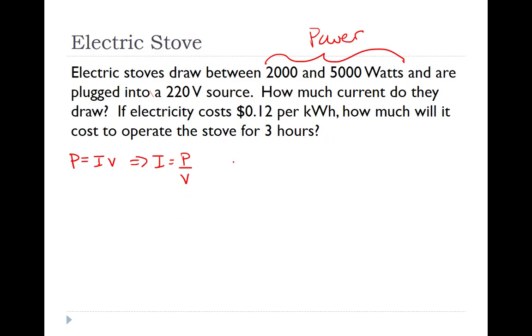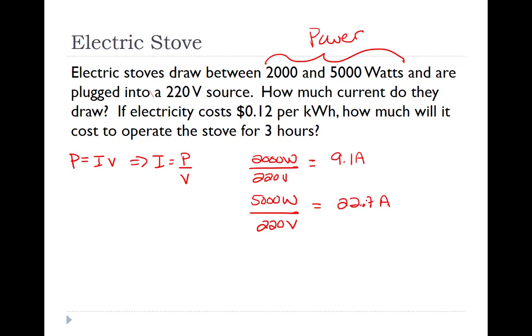Okay, so two options. One option is 2,000 watts divided by 220 volts, and that equals a current draw of 9.1 amps. My other option is 5,000 watts divided by 220 volts, and that is 22.7 amps. Okay, this large current is why your oven, besides the fact that it's on a 220 voltage source circuit, has to be on its own circuit breaker, because that is a very large current.